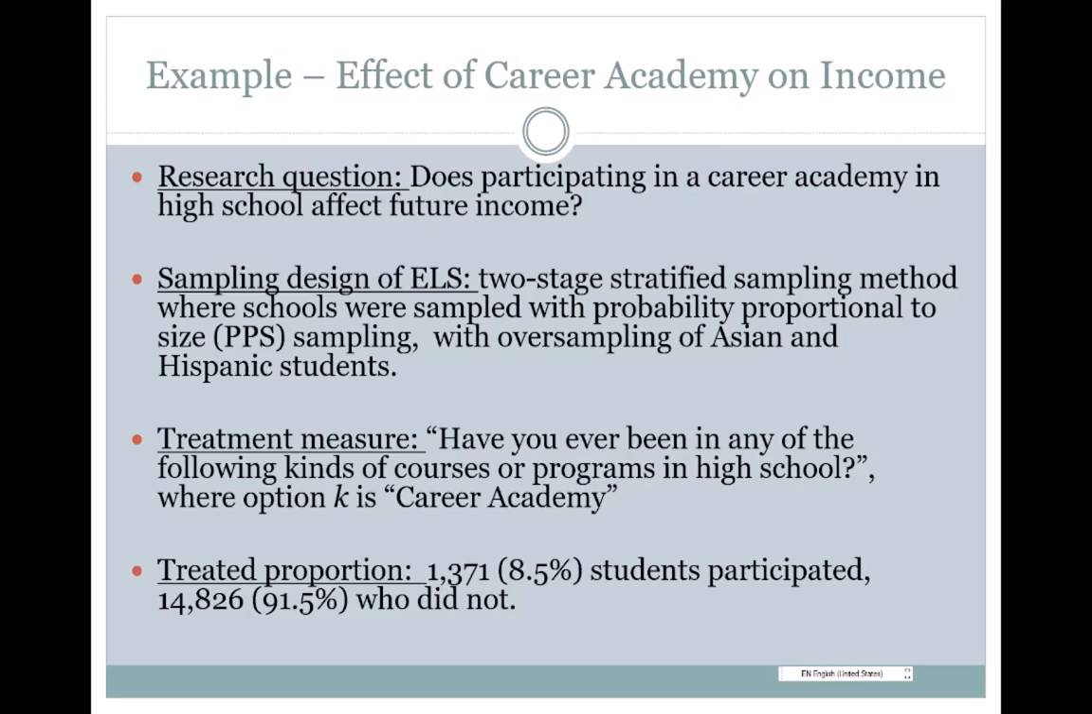Now, here the treatment comes from a question that asks whether students were in a career academy, and 8.5% of the students participated. So this is a typical situation that could be a quasi-experimental study if, as part of the analysis, the researcher succeeds in obtaining baseline equivalence on relevant covariates between students that participated in the career academy and students that didn't. If baseline equivalence cannot be achieved, then the study would just be a correlational study.